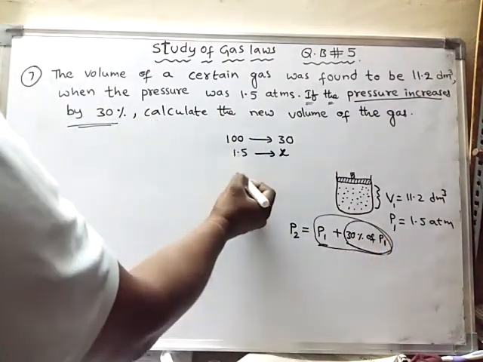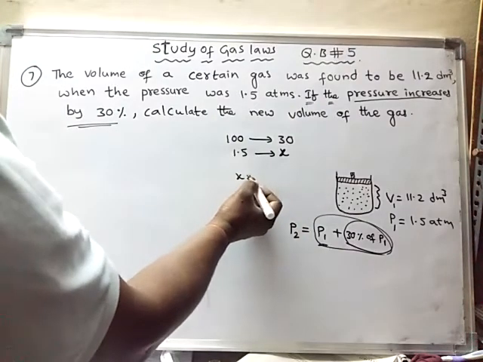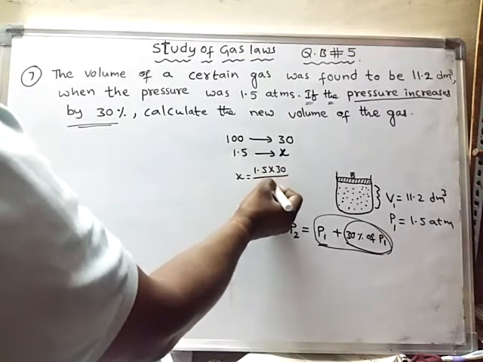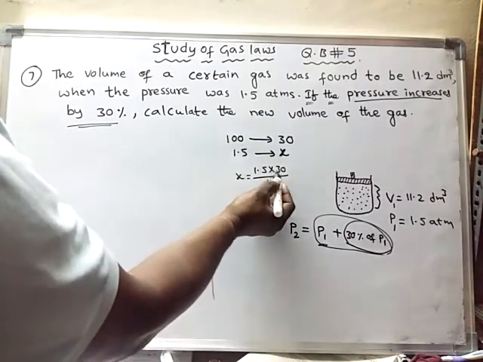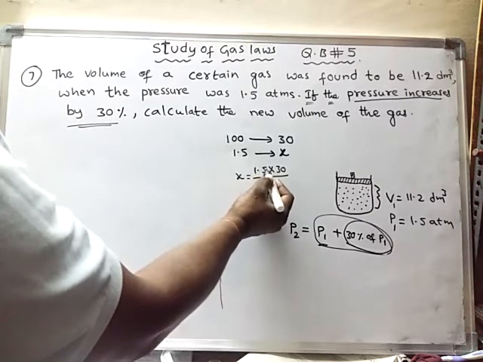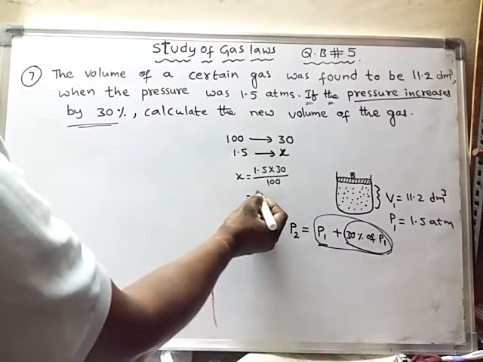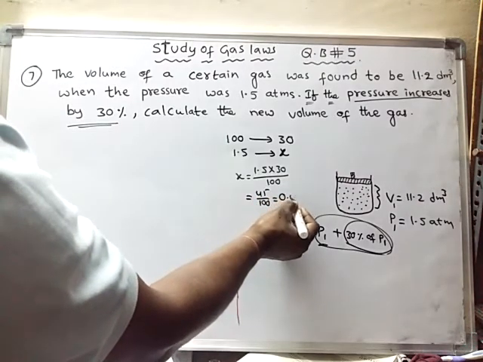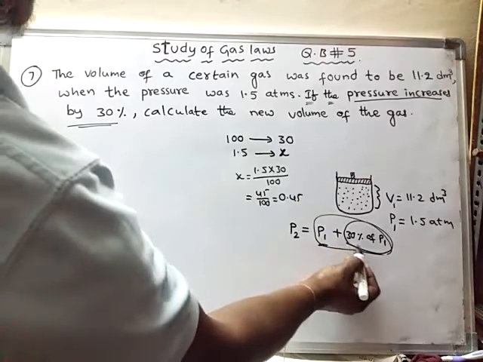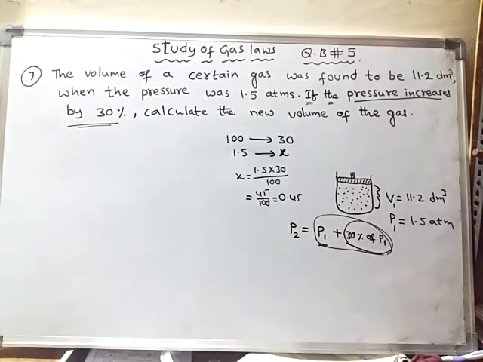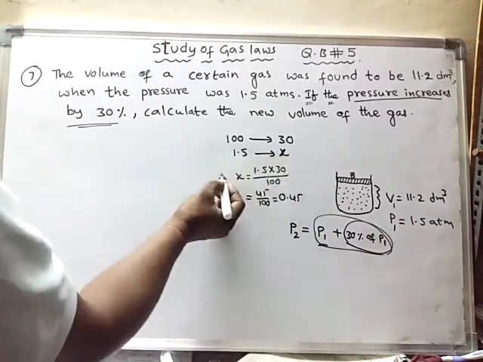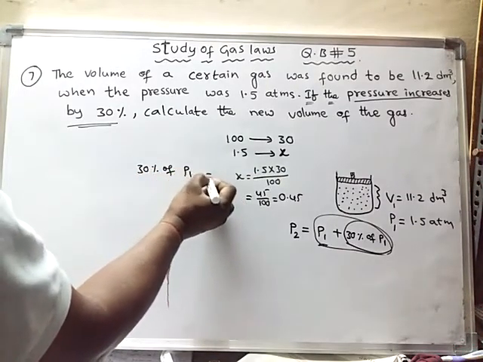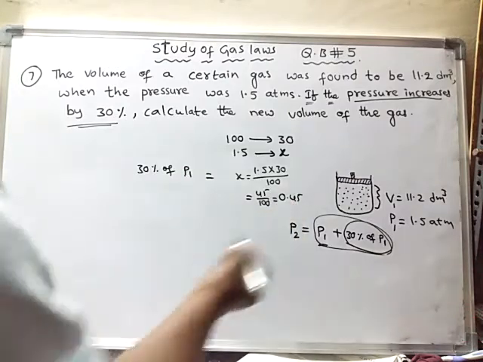Upon cross multiplication, x will be equal to 1.5 into 30 by 100. 15 threes are 45, so 45 by 100, that is 0.45. So 30% of P1 is equal to x, which is equal to 0.45.